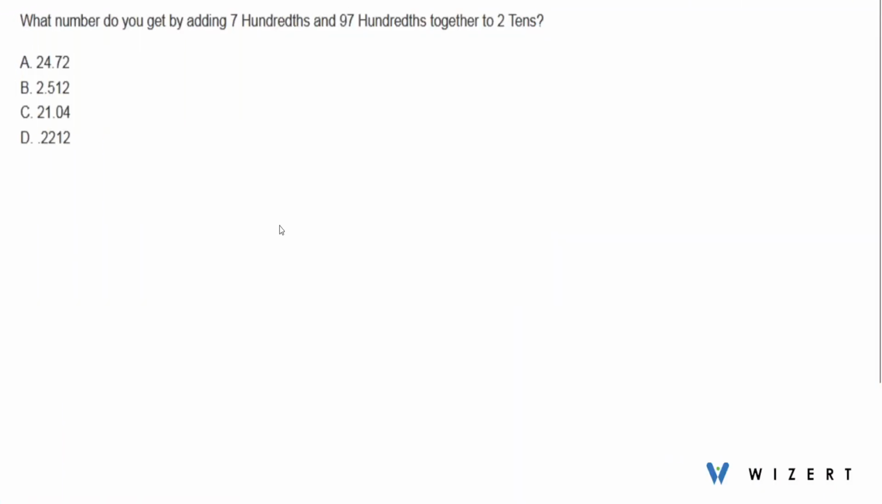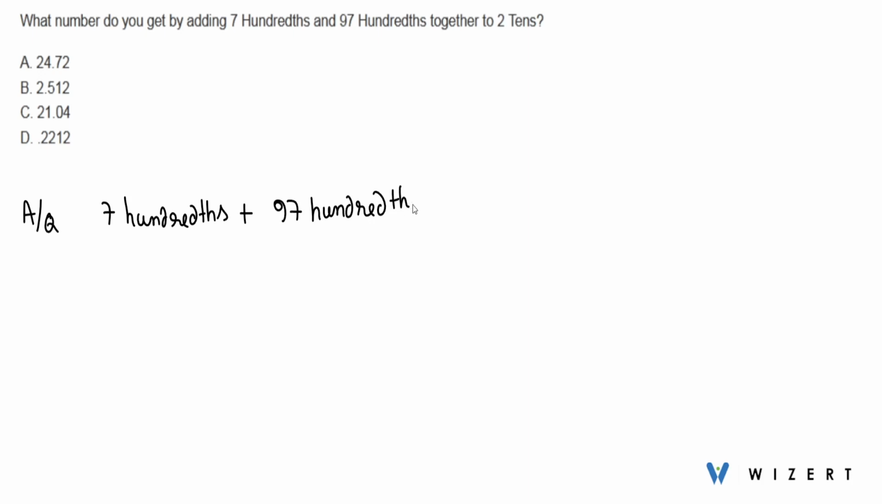According to the question, we have to find the number which we get by adding 7 hundredths and 97 hundredths and 2 tenths. So the required expression will be 7 hundredths plus 97 hundredths plus 2 tenths, that is 2 multiplied by 10.